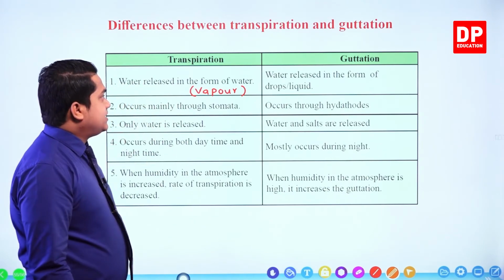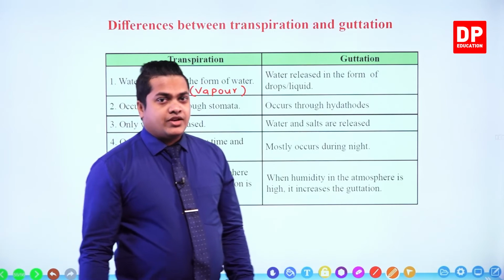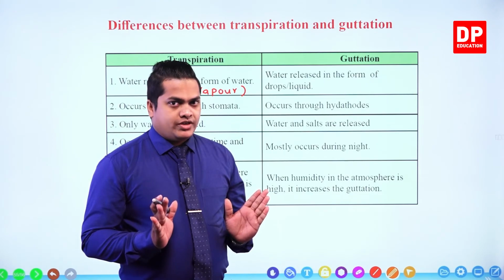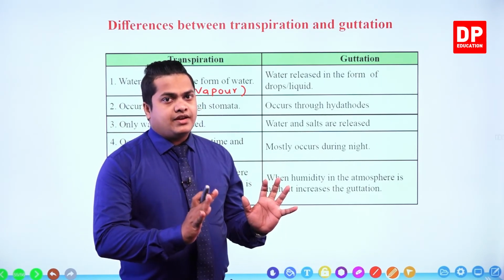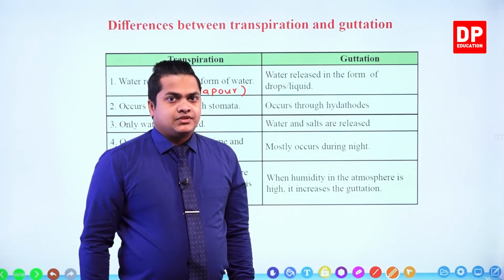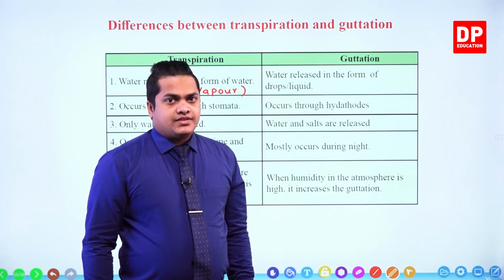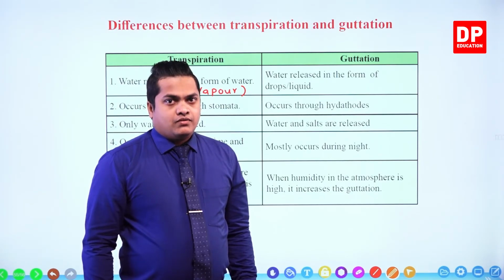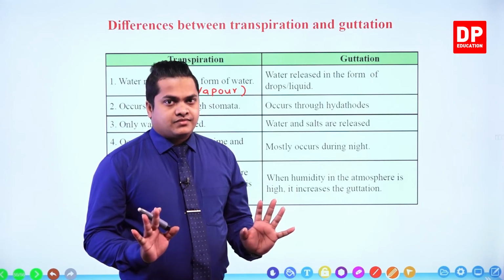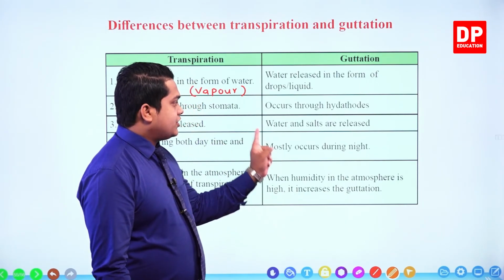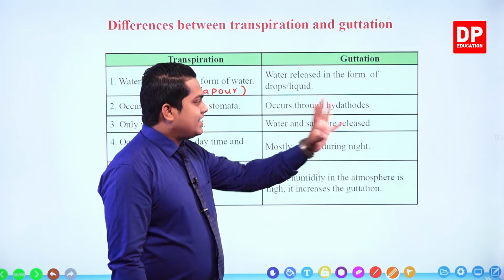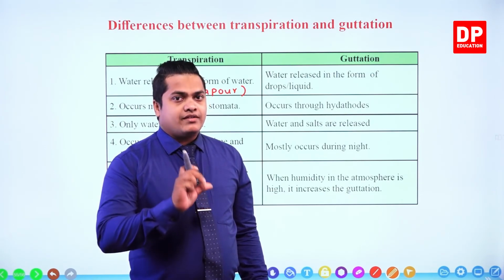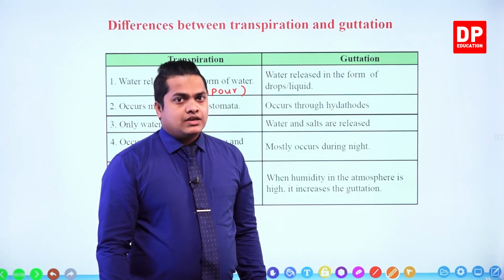Only water is released. Now in the transpiration process, I told you that minerals and salts are not getting mixed. Only water vapor is getting released from transpiration, that's it. Other substances are not getting released at all. But in guttation, water and salts are getting released. Different types of minerals, different types of salts are also getting released with the water droplets upon guttation.